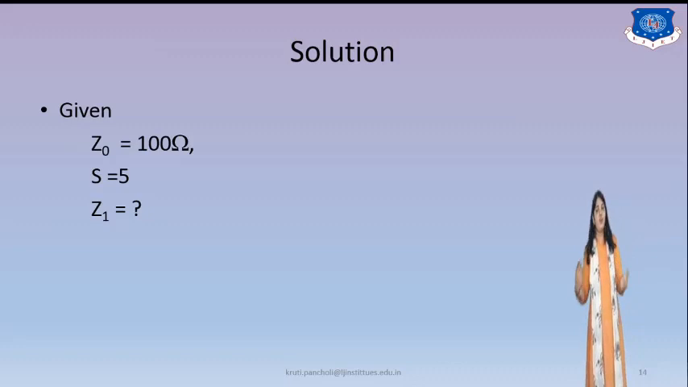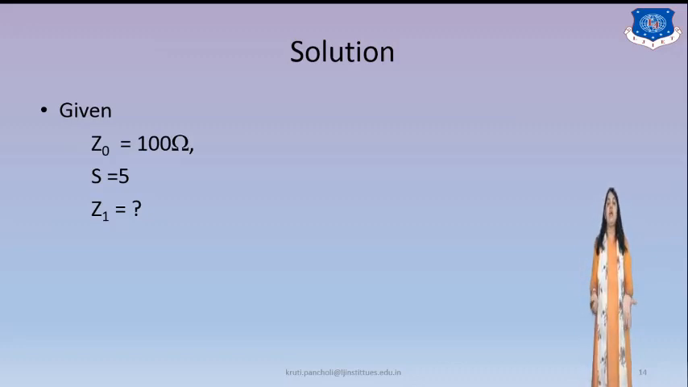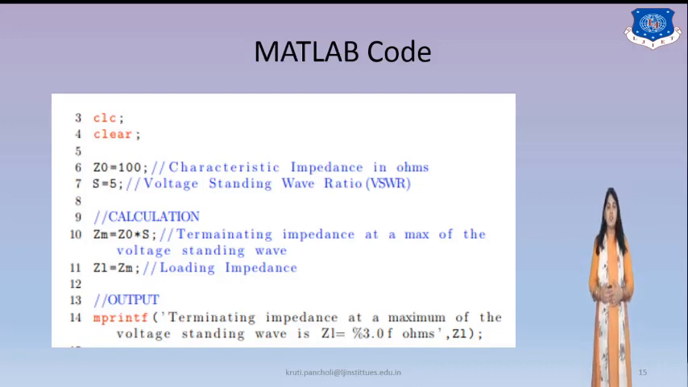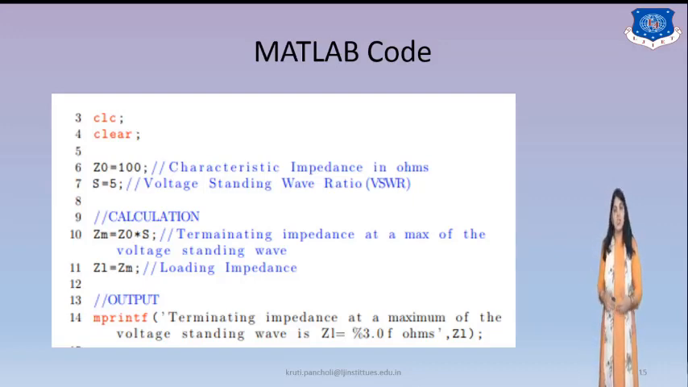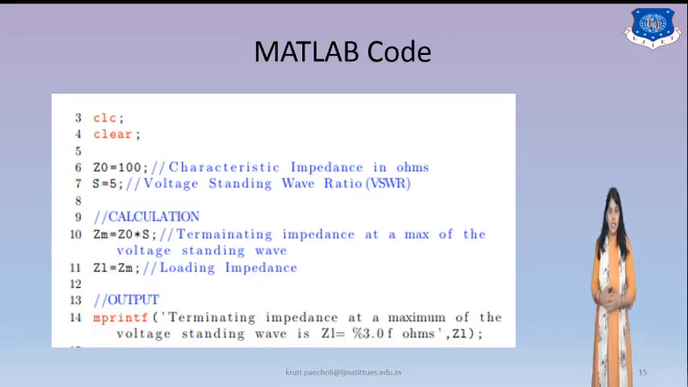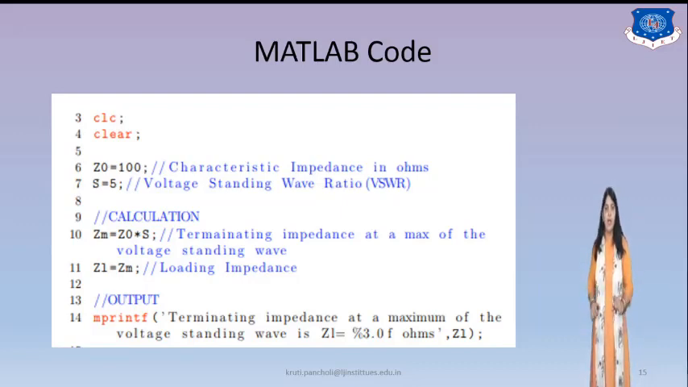So now, first of all, I should define which values are given to us. We will take Z0 equal to 100 ohm, S equal to 5, and we need to calculate Z1. So we will write the code in MATLAB. It's clc, then clear all, and close all for closing all the figures which you have opened earlier. We are defining the value Z0 equal to 100, the characteristic impedance in ohm, S equal to 5.